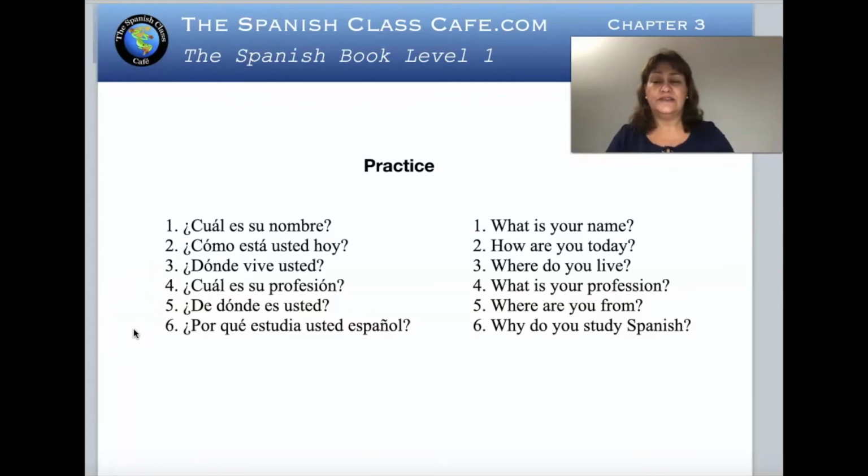Let's see the answers. Try to answer first and then get a piece of paper. Maybe you have already a piece of paper and you have been studying maybe with my book, the Spanish book level 1, and we are right now in chapter 3. By the way, the book is a very good addition to these lessons that I'm giving you here for free, because you will be able to study before and study after. You will be able to follow along with the book, and you also will be able to practice, which is very important when you are learning a language.